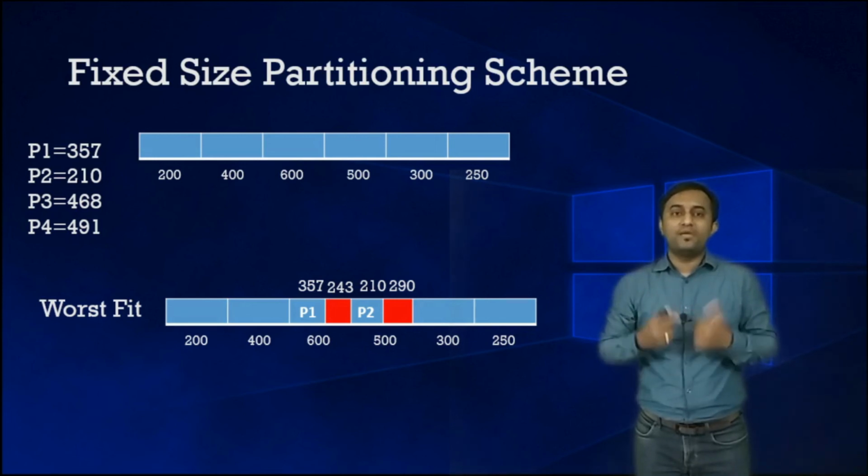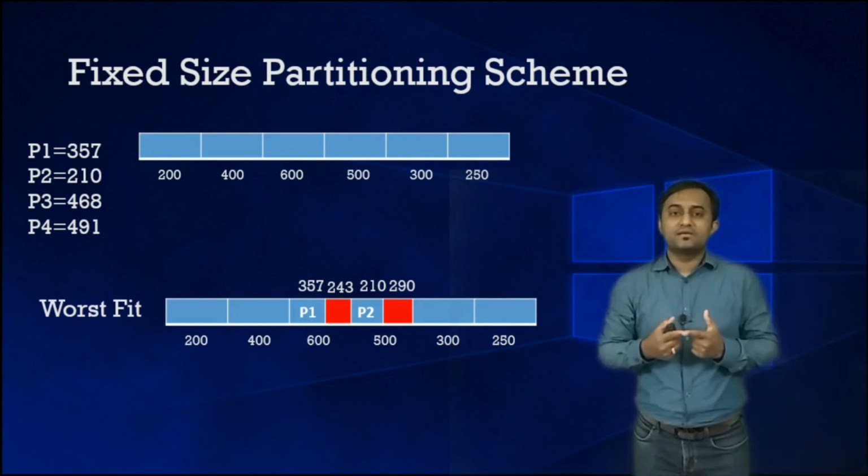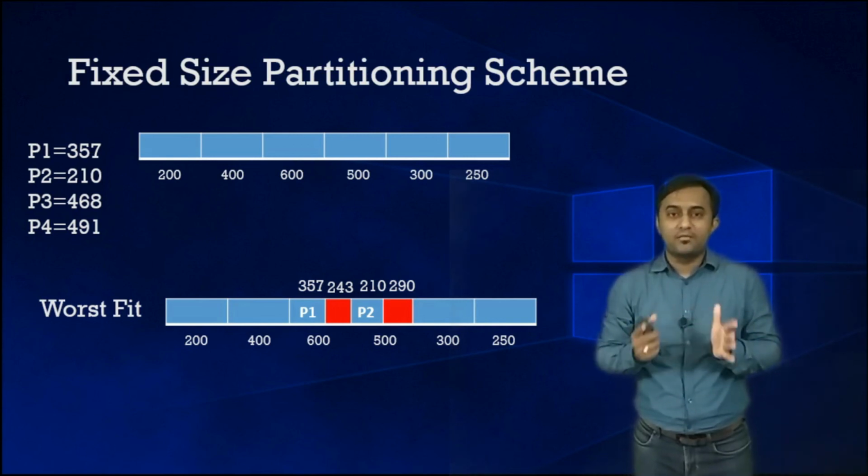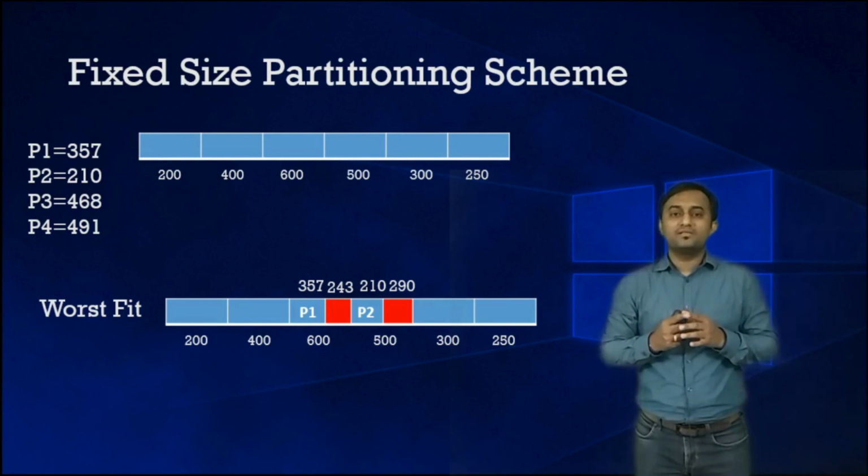Okay. Now P2 came. P2 requires 210 KB. So which one is largest capable enough? The 500 KB block. So P2 is accommodated in this particular block, and the remaining size which would be wasted is nothing but 290 KB. So it means there is a large size of waste in the case of worst fit algorithm with respect to fixed size partitioning scheme.